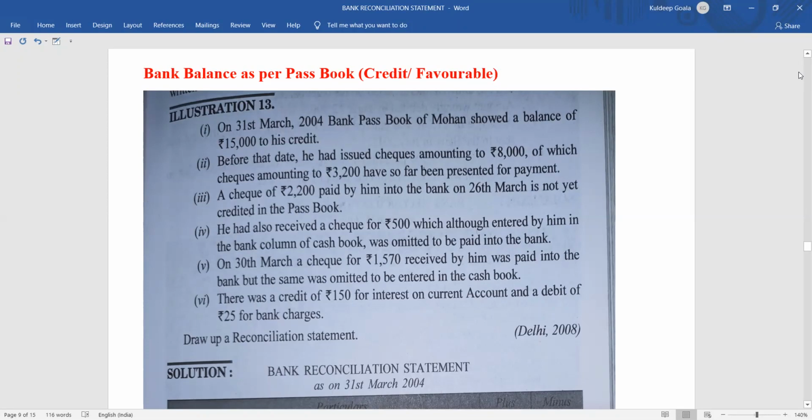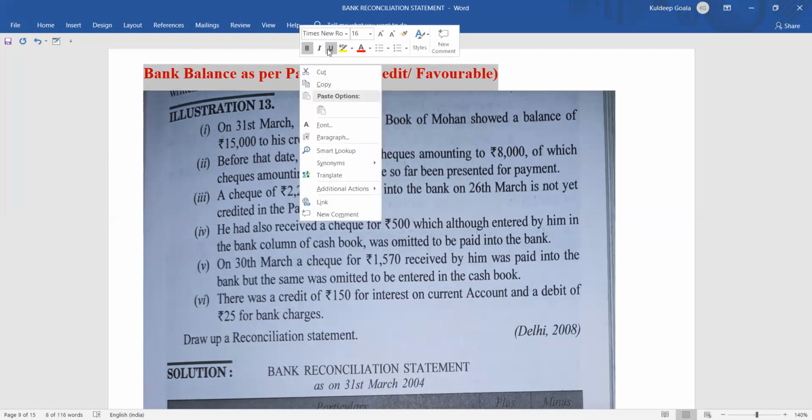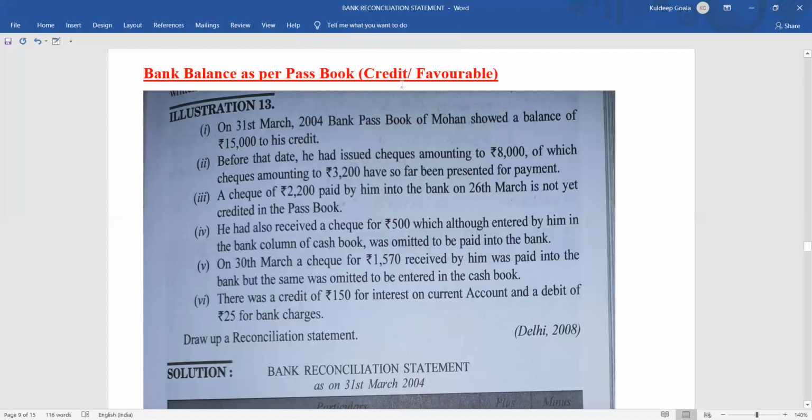So let's start. Today we are going to start the second part where we are going to study the bank balance. We'll be studying the preparation of bank reconciliation statement using the bank balance as per passbook. This means that there is a favorable balance. Bank balance means it is an indication that it's a favorable balance. Favorable balance means credit balance.